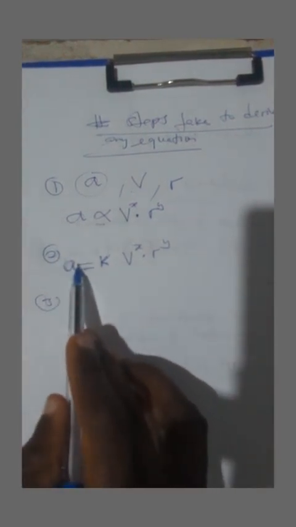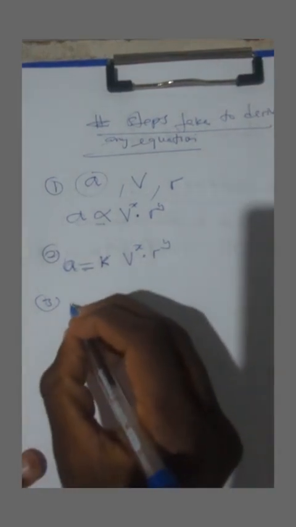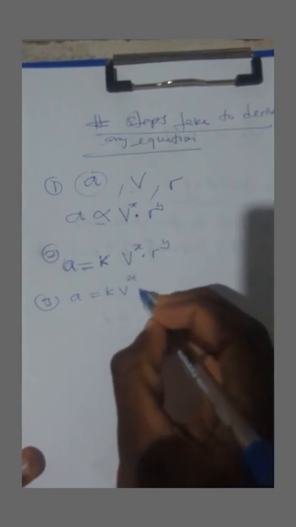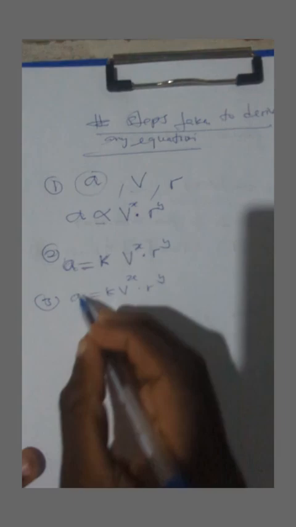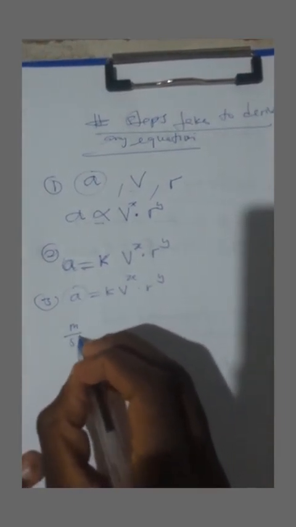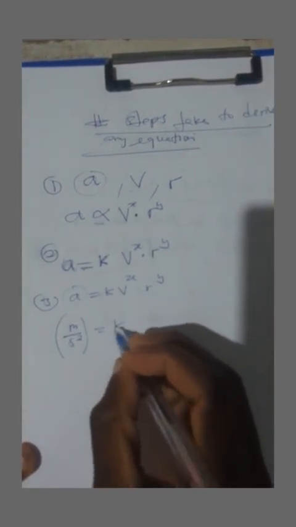3, you need to replace each quantity with its SI unit. So you know the SI unit for acceleration, for velocity, and radius. For acceleration, we have the expression: acceleration is equal to a constant, v to the power x, r to the power y. Acceleration, we know that is meters per second squared. That's the SI unit for acceleration. You can even put it in a small bracket. Then k is a constant, there is no unit.